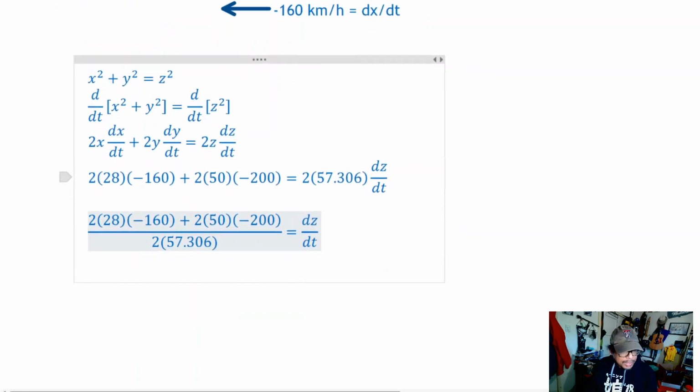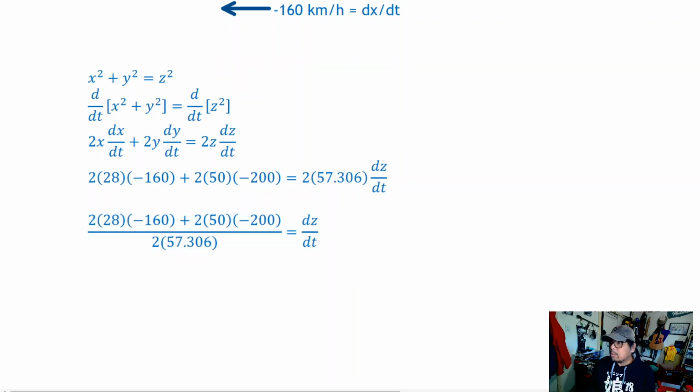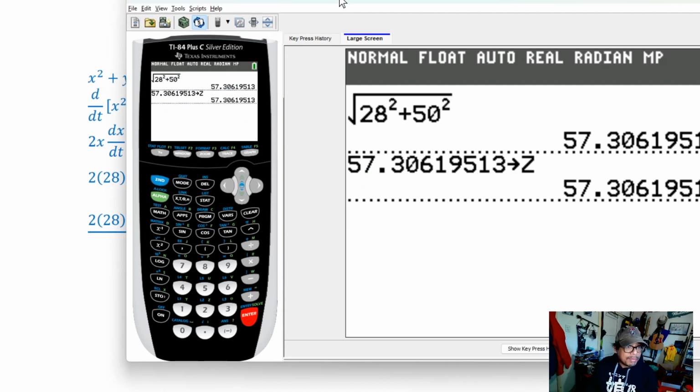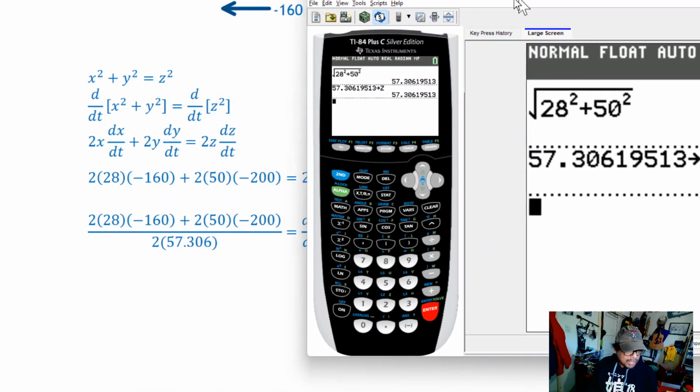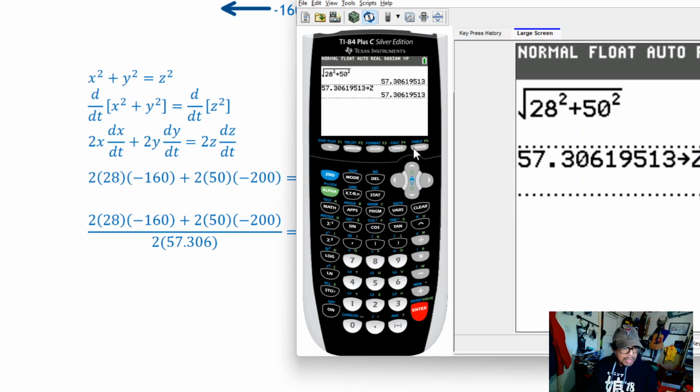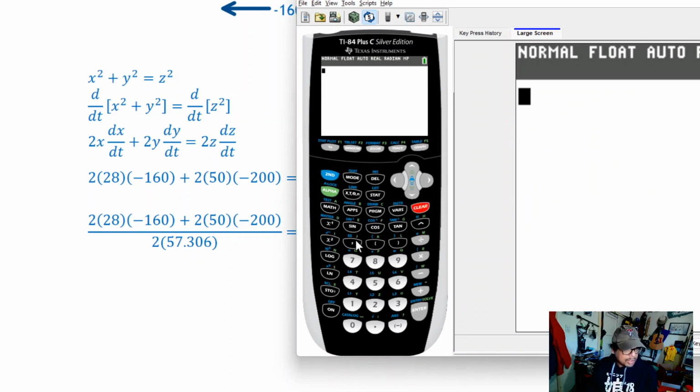We're going to get that dz/dt is equal to this monstrosity of an expression here. I know some of you are probably kicking yourself because you want me to divide that 2 out. Not necessary, I don't think. Okay, let us put this into our calculator.